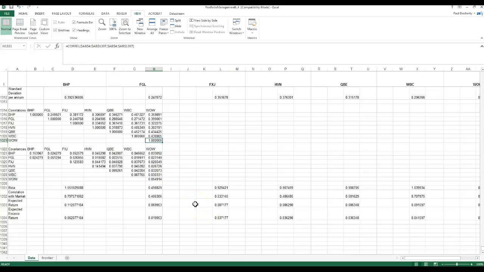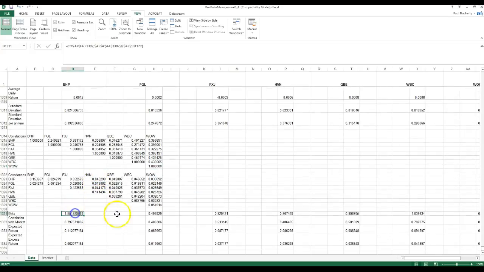Okay, next thing I want to do is calculate the beta of each of these stocks.